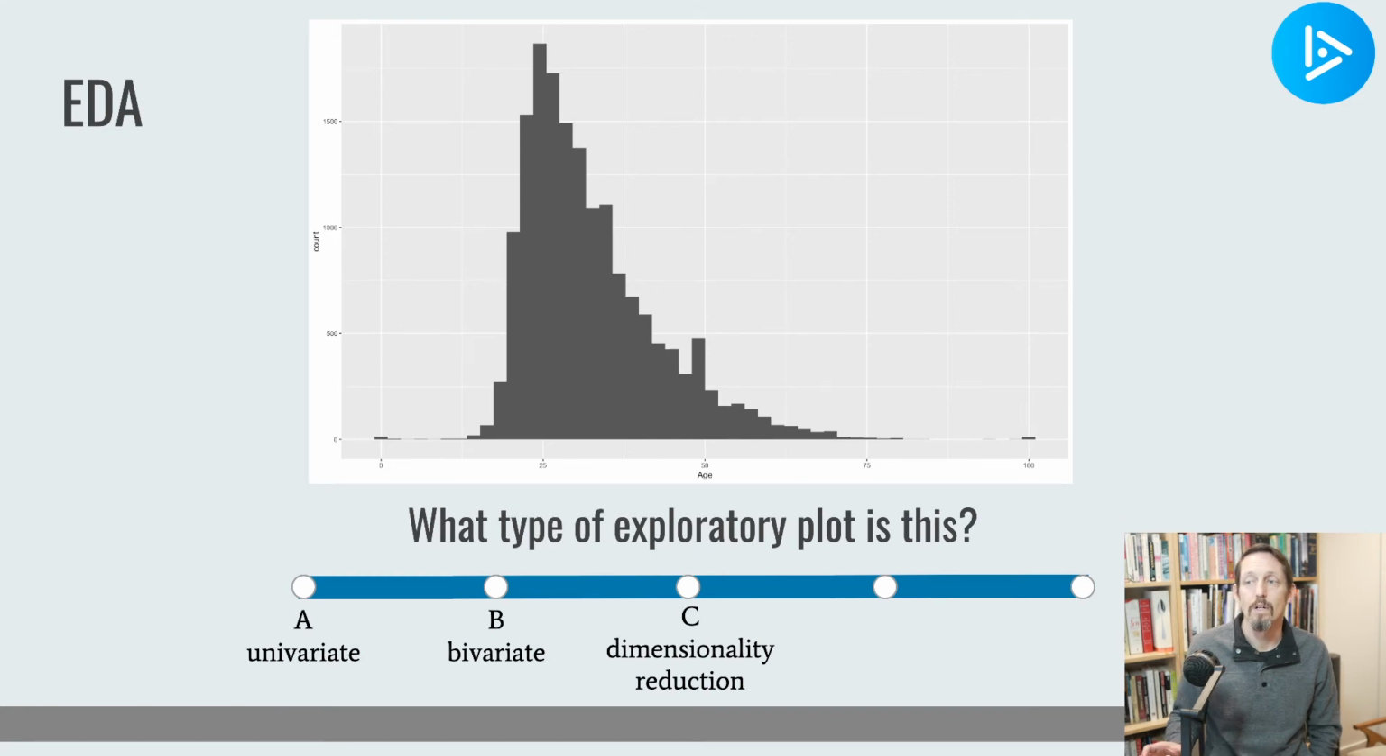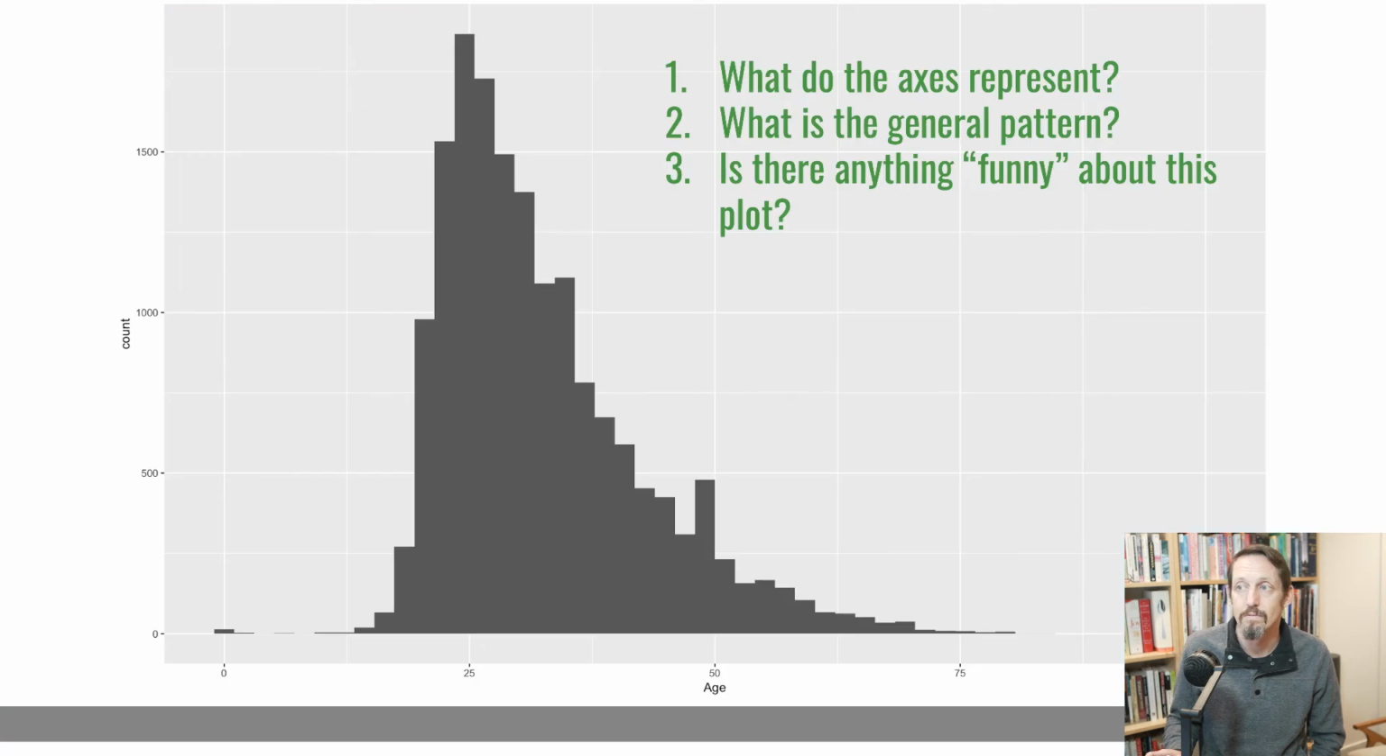Okay, what kind of plot is this? Do you remember from what we were saying earlier? A, B, or C? Answer for yourself. Okay, it's univariate. The axes, what do they represent? What is the general pattern? Oh, I shouldn't have given you the lead in, huh? Is there anything funny here? You see those bumps over by 0?